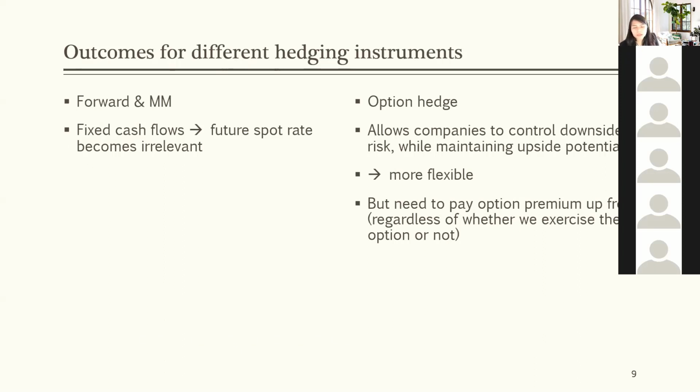So to summarize, or to compare the differences between different types of hedging instruments. We mentioned before that forward and money market hedges result in a fixed cash flow, right? So your future obligation or receipt is known for sure, and it doesn't change with the spot exchange rate.